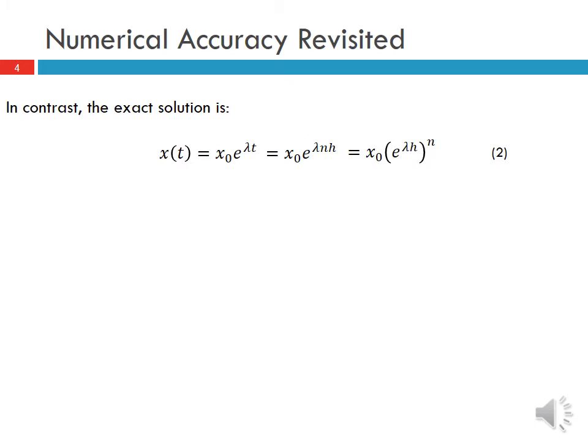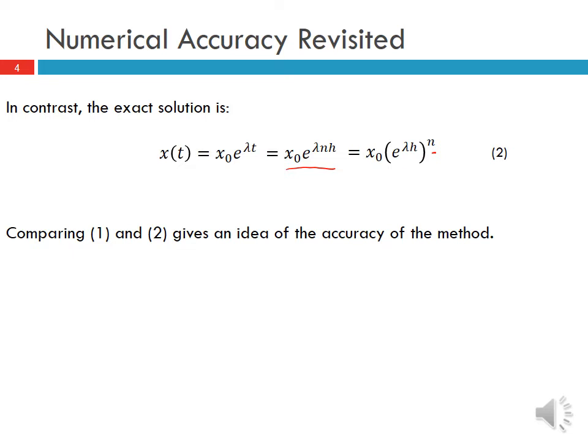In contrast, the exact solution can be written as shown here. We know that the solution to our model problem has an exponential form, where x of t is equal to x0 e to the power lambda t. And for any time, t can be written as n times h, where h is the time step. So we can write this as x0 times e to the power lambda n h, and then we can write this as x0 times e to the power lambda h, all to the power n.